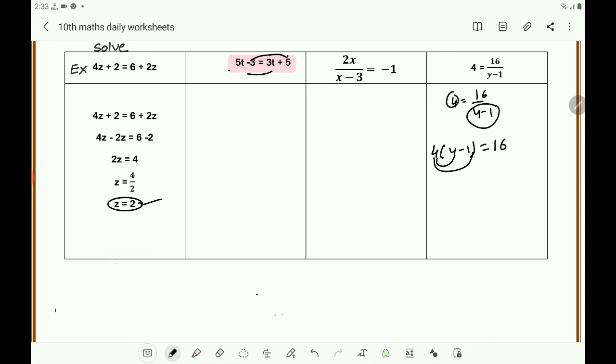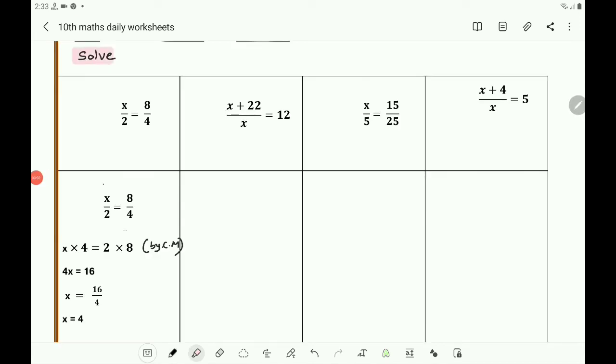Multiply and write here 4 into y and 4 into minus 1, and you solve for y. First you transfer minus 4 to the RHS and next you solve for y by transferring 4 to the RHS. In this way you can solve the linear equation in one variable.